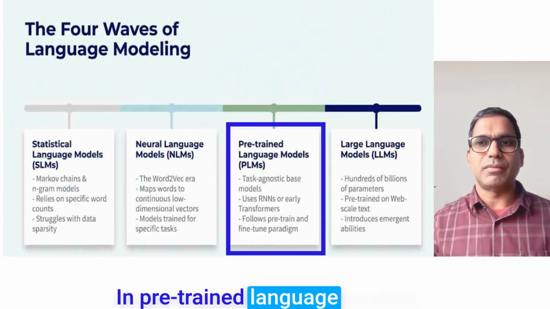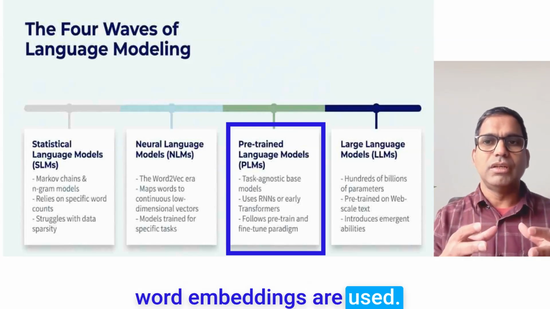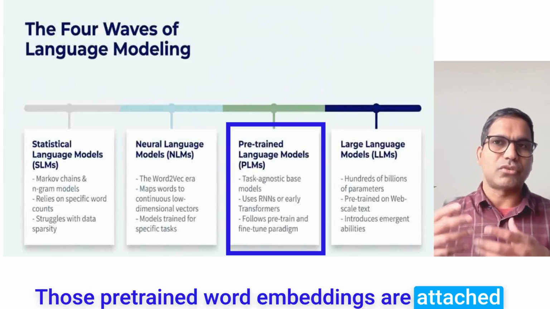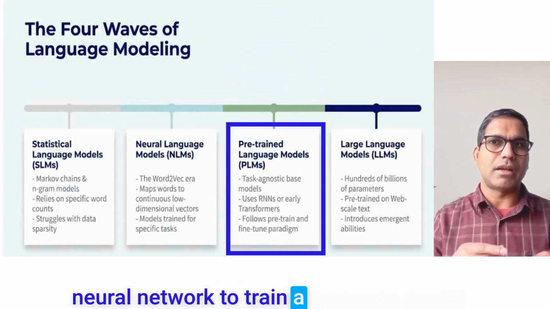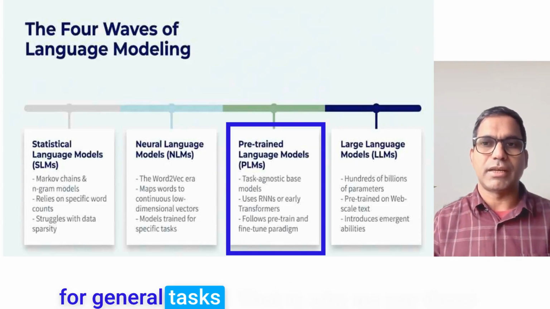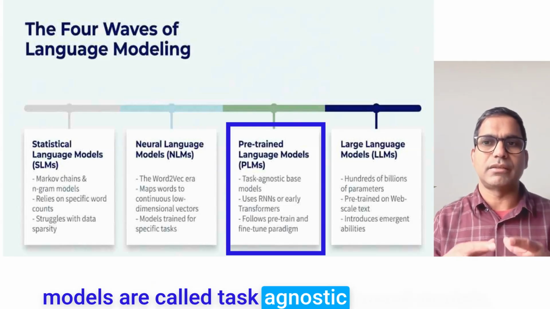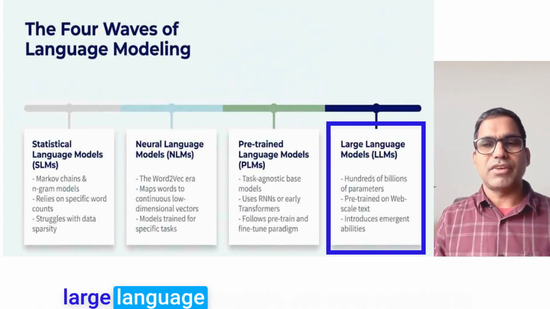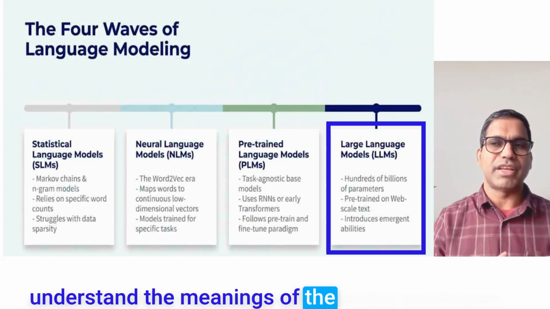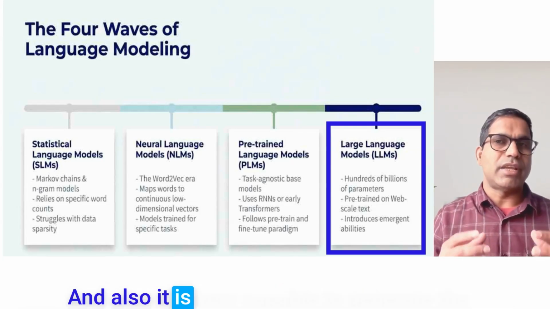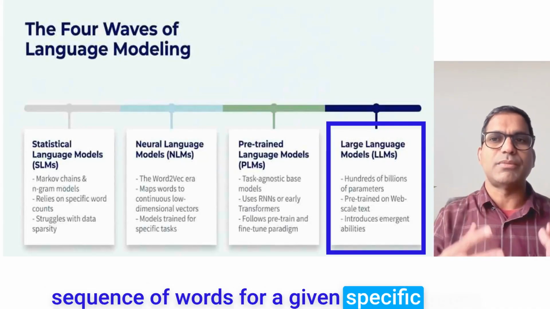In pre-trained language models, pre-trained word embeddings are used as the initial layer. Those pre-trained word embeddings are attached to a recurrent neural network or convolutional neural network to train a language model for general tasks. That is why we say these models are task agnostic models. And large language models are very capable of understanding the meanings of entire sentences, and also very capable of generating a sequence of words for a given specific query.